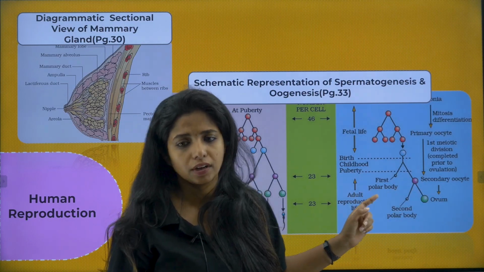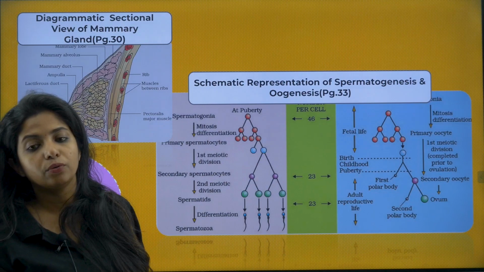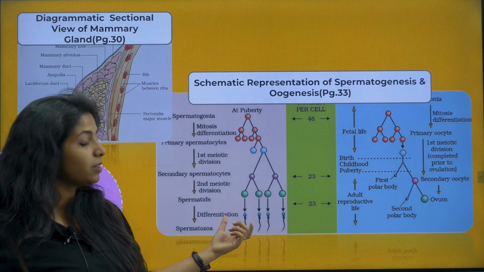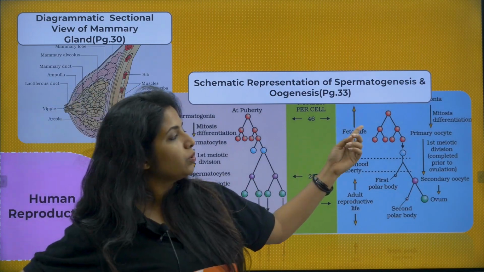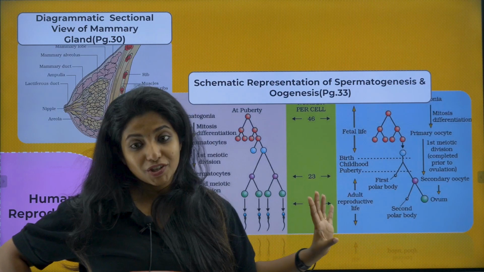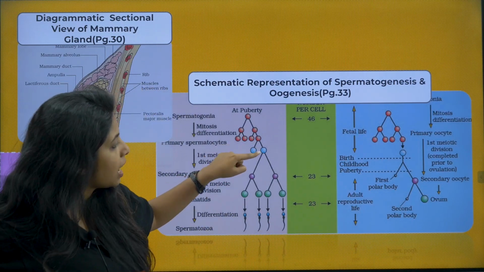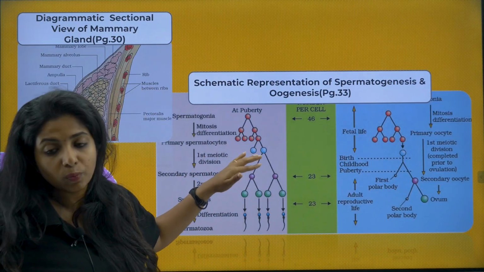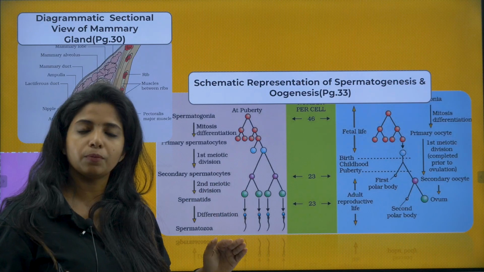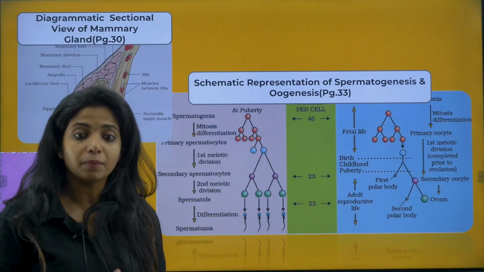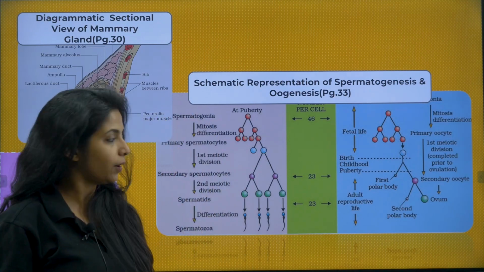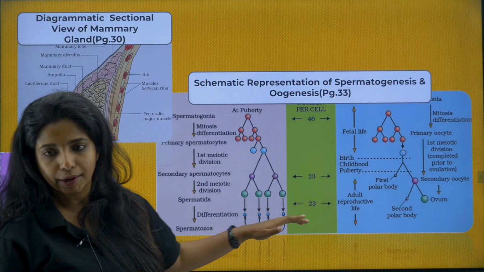This will again degenerate. So from one primary spermatocyte you are getting 4 sperms, but you are getting only one ovum here. So just know that difference, and also know what is haploid and what is diploid. Primary spermatocyte and primary oocyte are always diploid. They are going to start meiosis. After that they will be haploid in the next stage. Remember it.